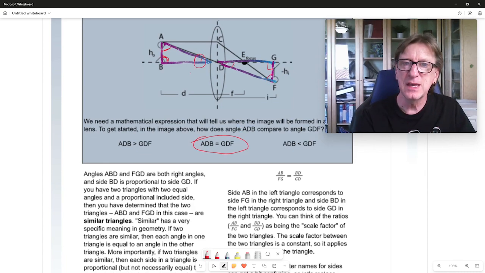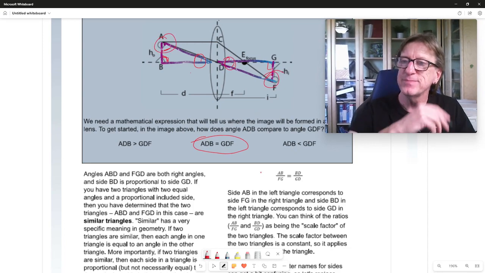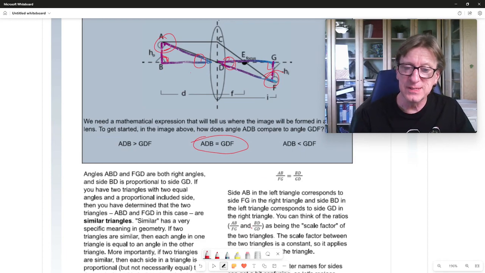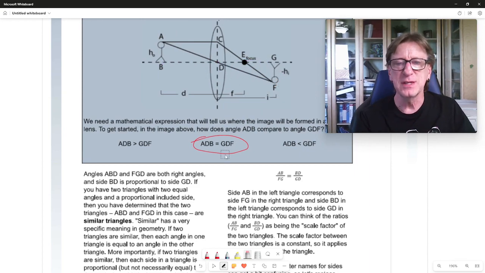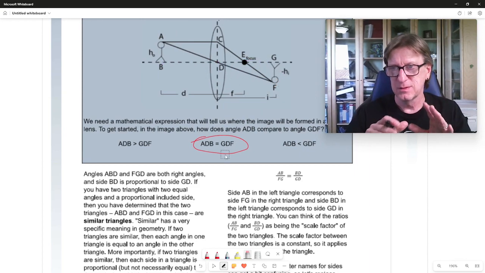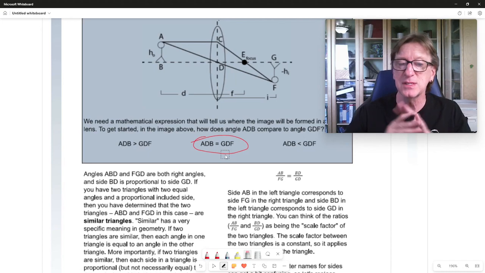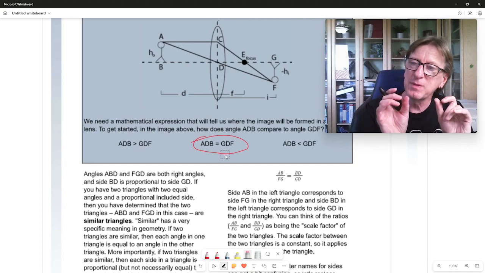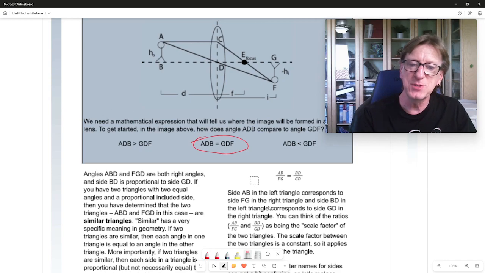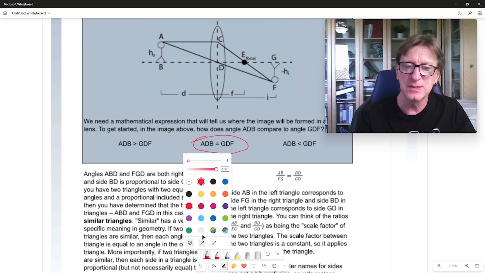Well, if this angle is equal to this angle, and both of these are 90 minus that, then it must also be the same. So I've got three angles that are all the same. That tells me that these triangles must be similar. Now, be careful. It does not mean that they're identical. It just means that they're similar. And so by that, we mean that they're the same shape, even if they're not necessarily the same size.